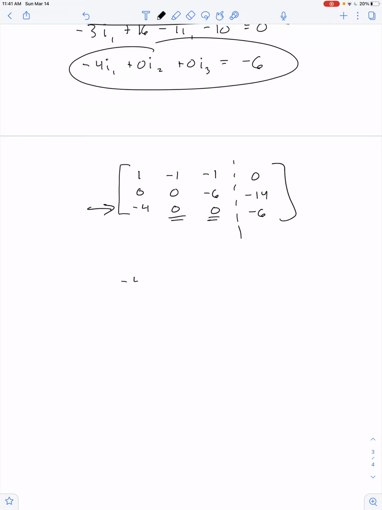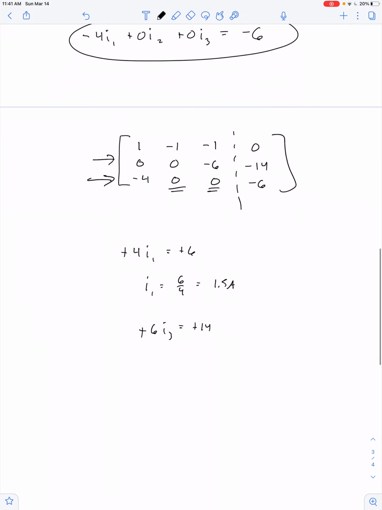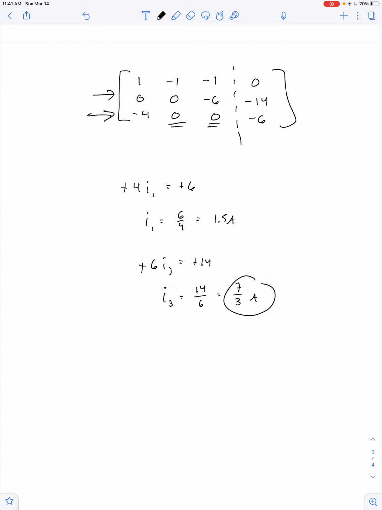then I'm just saying that negative 4I1 is equal to negative 6, multiply both sides by negative 1, I1 is equal to 6/4, which is 1.5 amps. If I look at row number 2, this just tells me that negative 6I3 is equal to negative 14, multiply both sides by negative 1, I3 is equal to 14/6, and we'll just call that 7/3 of an amp and leave it at that.